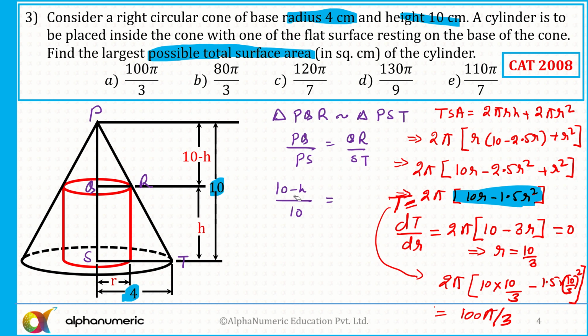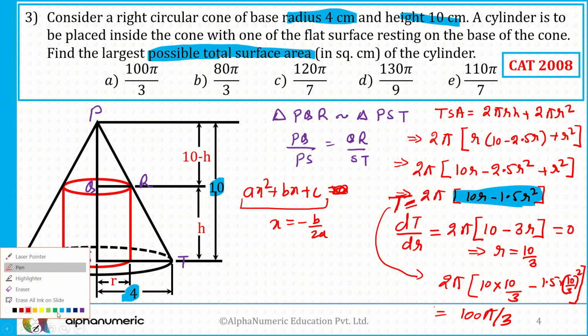As this is a quadratic equation, we know that for any quadratic equation in the form of ax square plus bx plus c equal to 0, or let's say x square plus bx plus c, the maxima or minima will always exist at x equal to minus b by 2a. That is the point here.